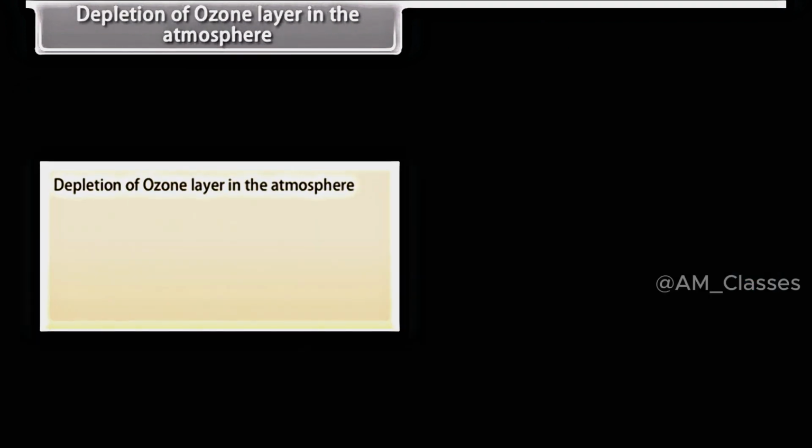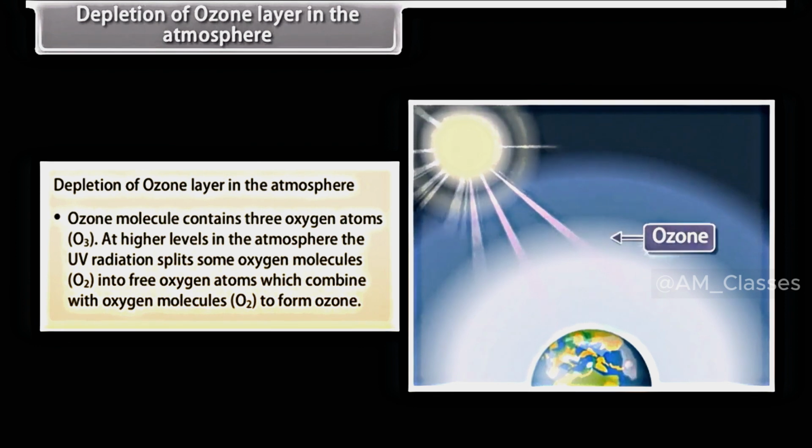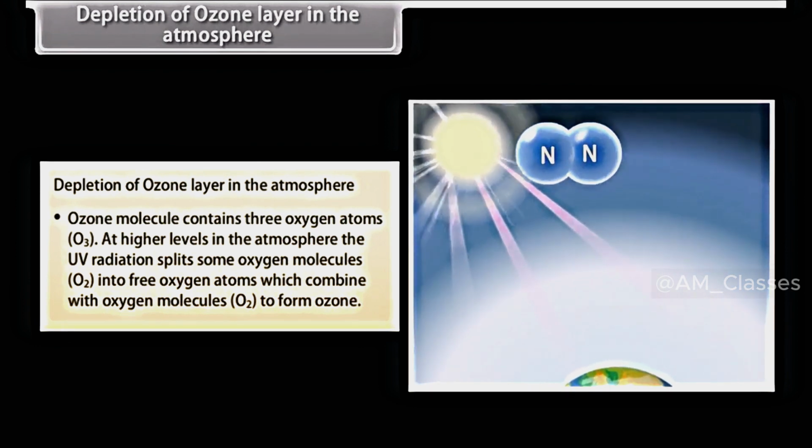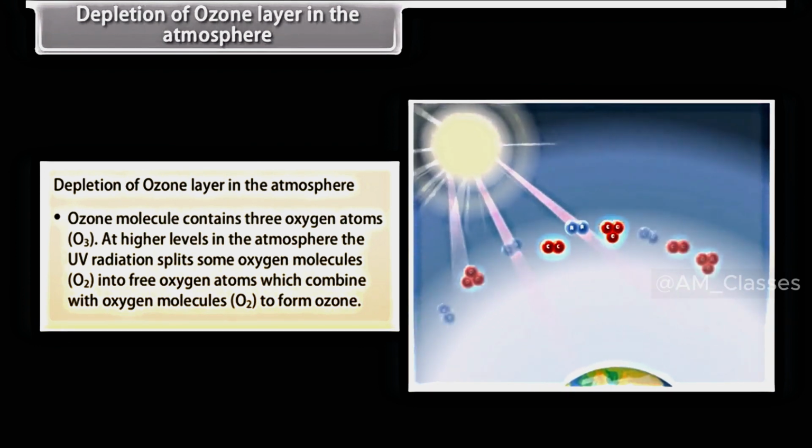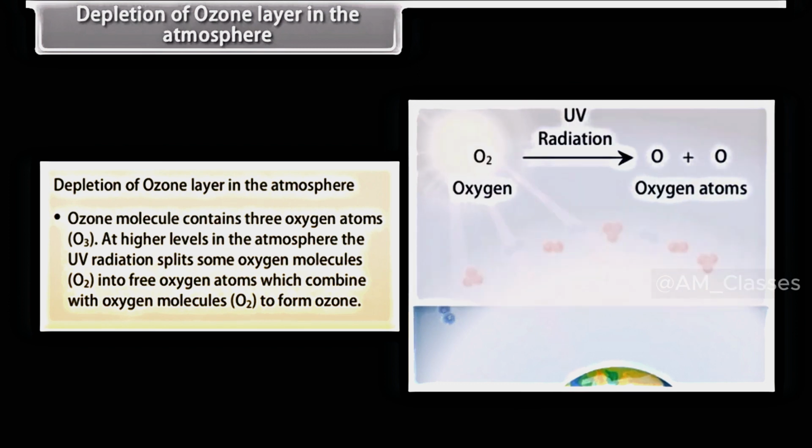Depletion of ozone layer in the atmosphere. Ozone molecule contains 3 oxygen atoms, O3. At higher levels in the atmosphere, the UV radiation splits some oxygen molecules, O2, into free oxygen atoms, which combine with oxygen molecules, O2, to form ozone.